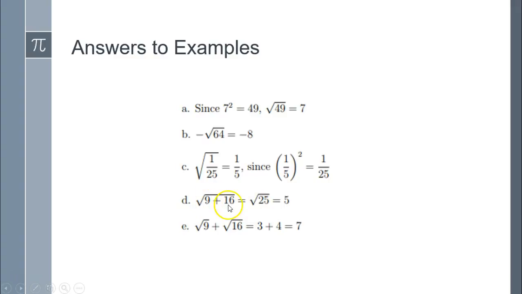So you do whatever's inside first. In the case of the 64, there was nothing to do. That was already simplified. But 9 plus 16 becomes 25. Then you take the square root and get 5.